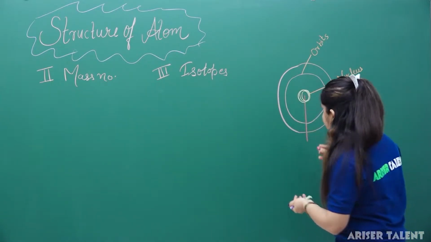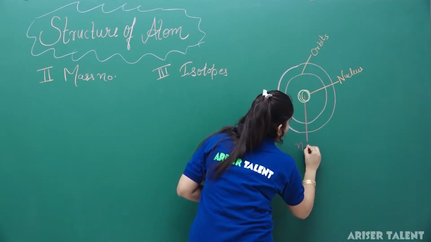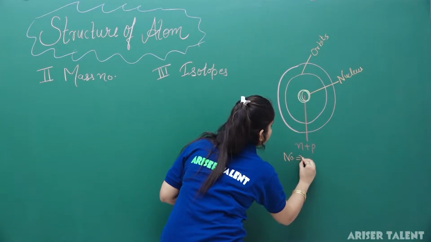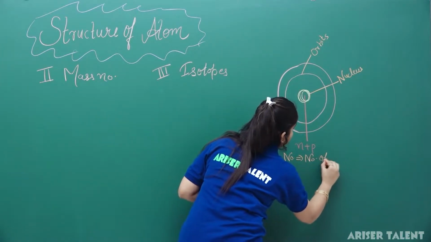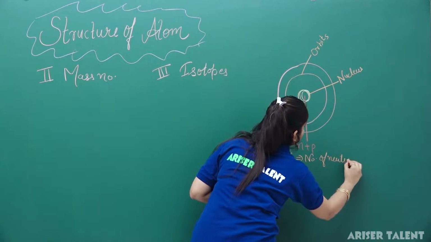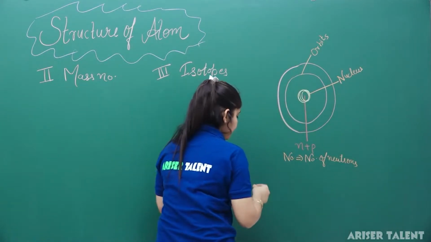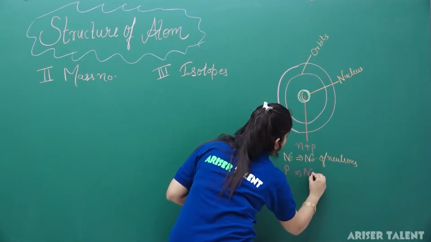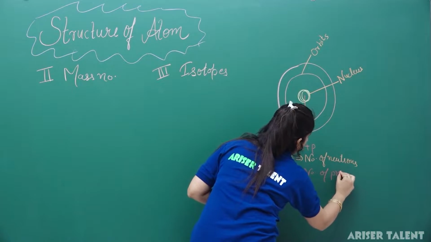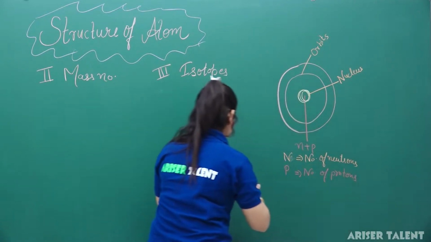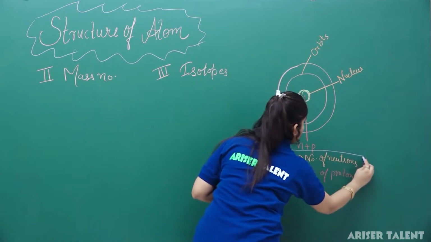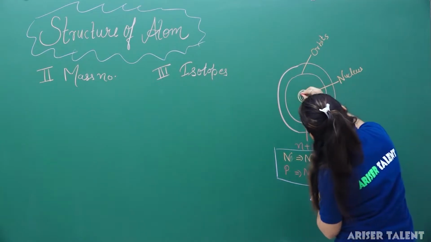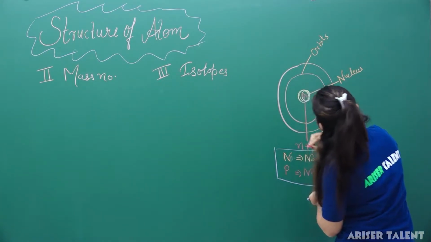So, in this nucleus we have N plus P. N is the number of neutrons and P is the number of protons. So the nucleus will be the sum of N and P. In the nucleus, we can write N plus P.